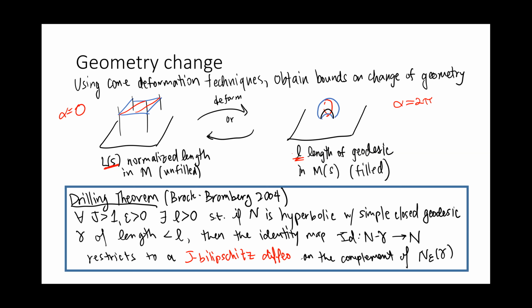So this is exactly the sort of thing we're looking for. I get to pick the J, I get to pick the epsilon, and then I get this cone deformation. The problem is right here.